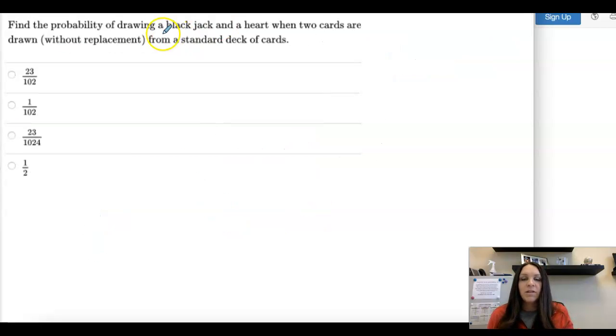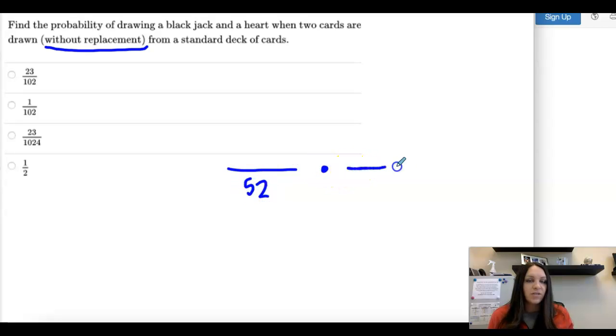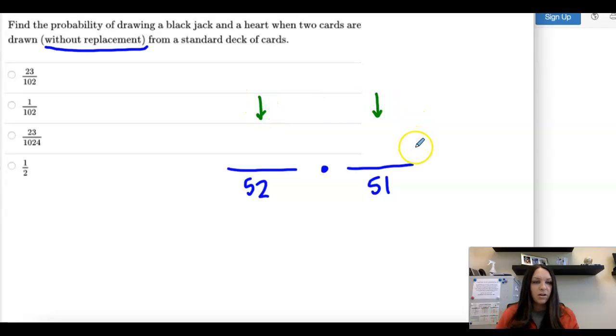Find the probability of drawing a black jack and a heart when 2 cards are drawn without replacement. So this is the same thing. I'm going to start with 52 cards on my first draw, and on my second draw there's only going to be 51 cards. And up here on my numerators, I need to figure out how many cards I'm looking for. What's the possible card that I'm looking for?